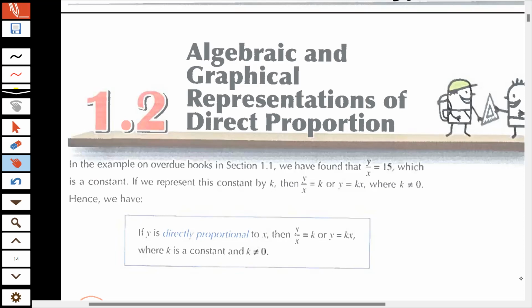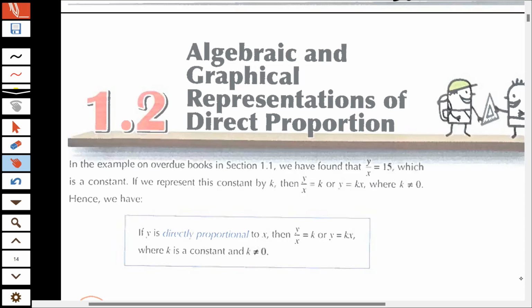Now I will explain this to you. If I have identified that y is directly proportional to x, it means that when y increases, x also increases, and when x decreases, y also decreases.